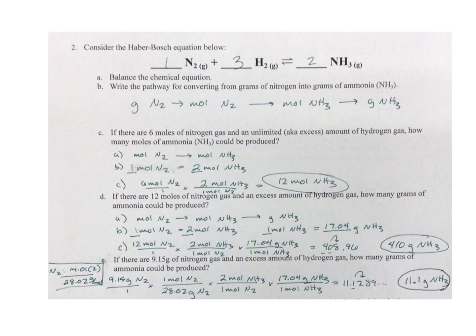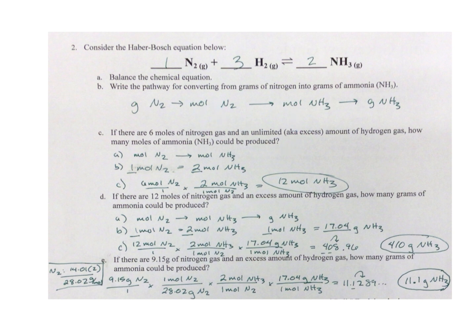So the first question says to balance the chemical reaction, and using the coefficients, you can balance it to have a 1 to 3 to 2 ratio. And when it tells you to convert from grams of one chemical to grams of another chemical, this is the big idea from this whole unit. You have to go to these middle steps of moles.